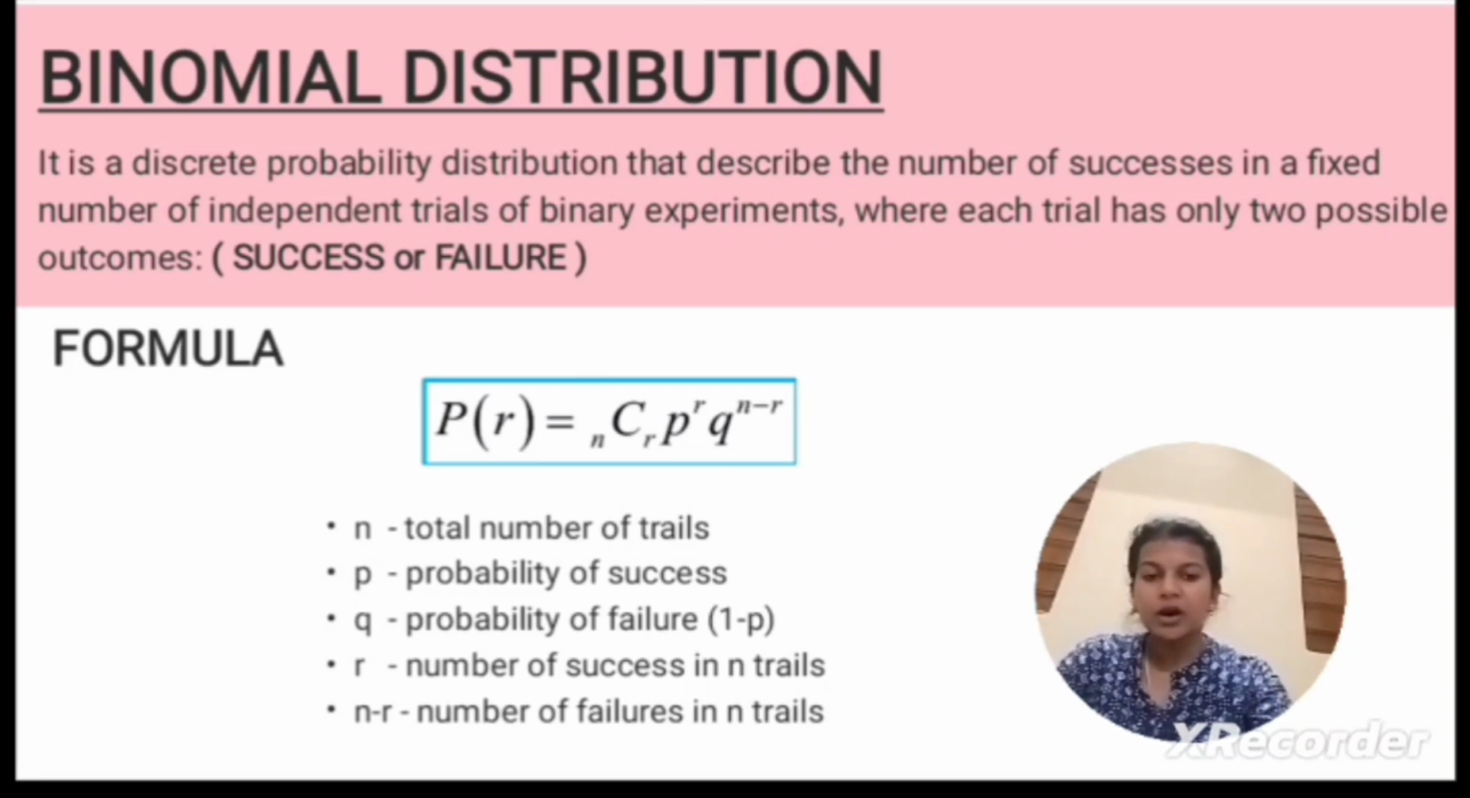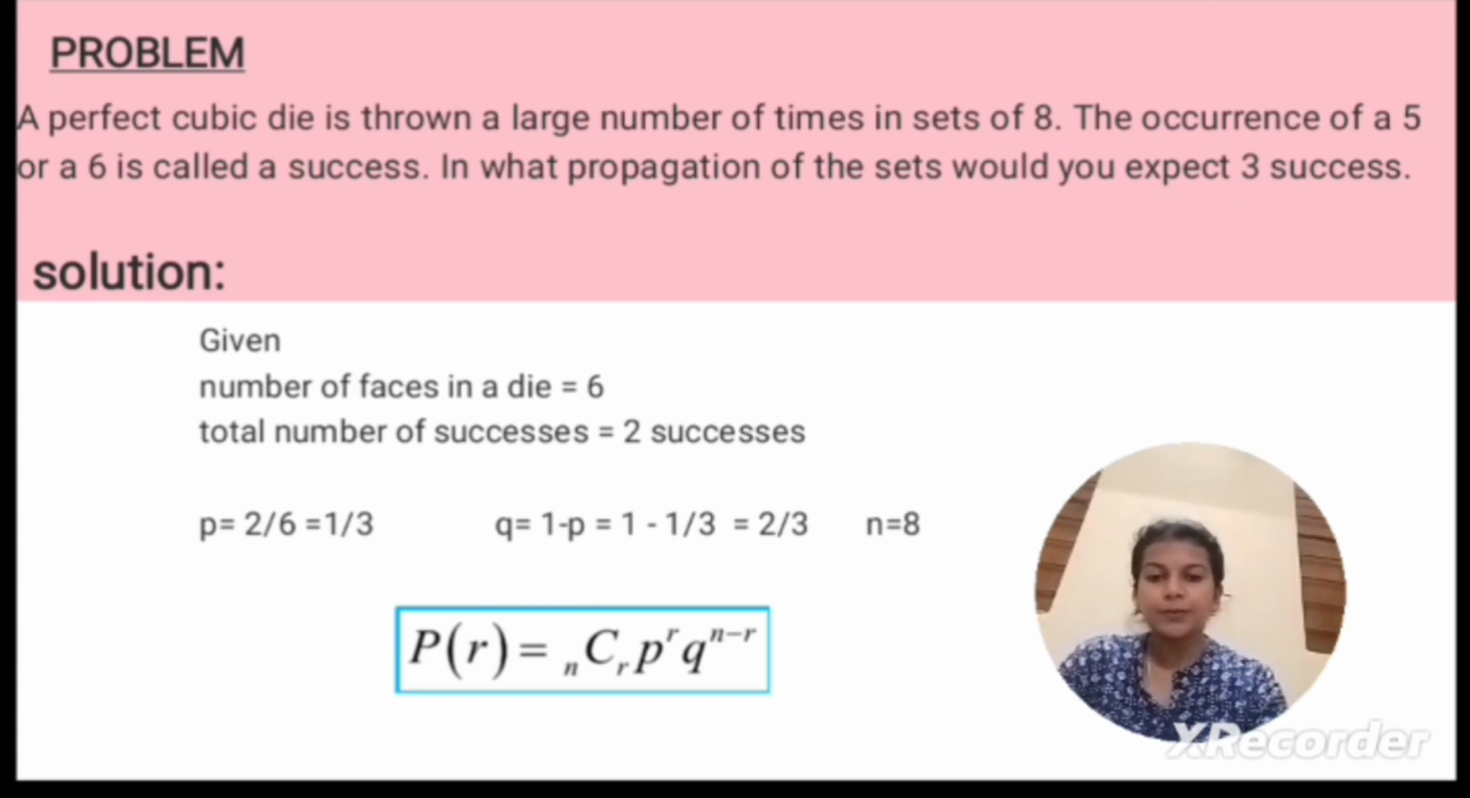These are the basic parts. We move into the problem. Our question is: a perfect cubic die is thrown a large number of times in sets of 8. The occurrence of a 5 or a 6 is called a success. In what proportion of the sets would you expect 3 successes?